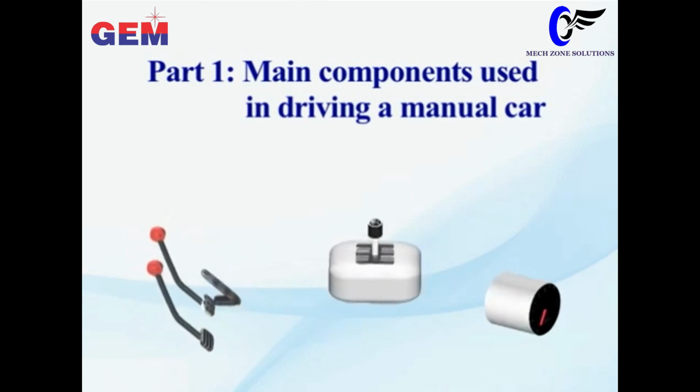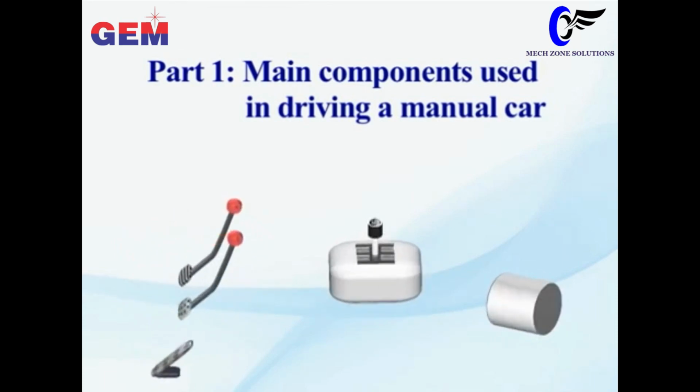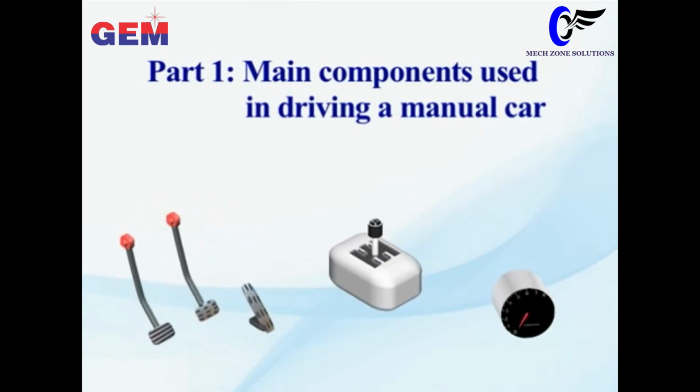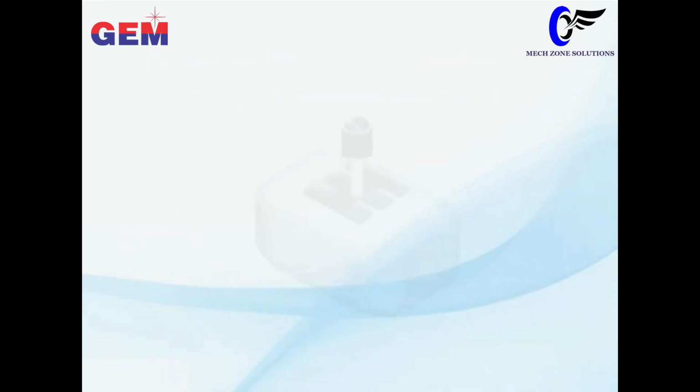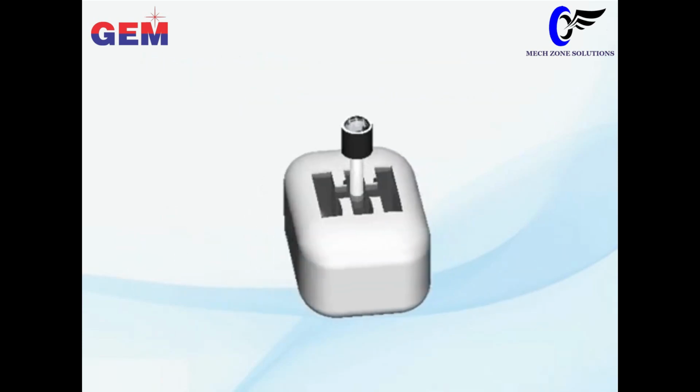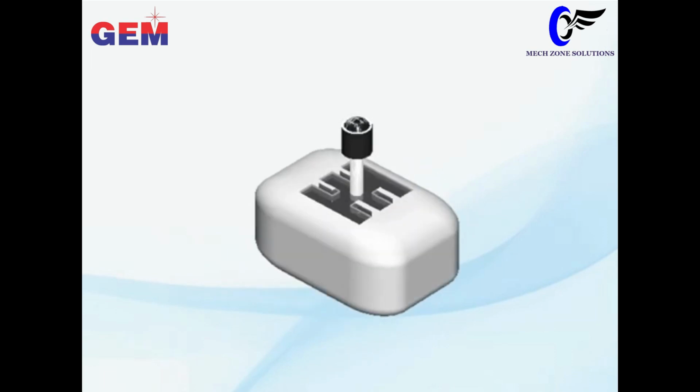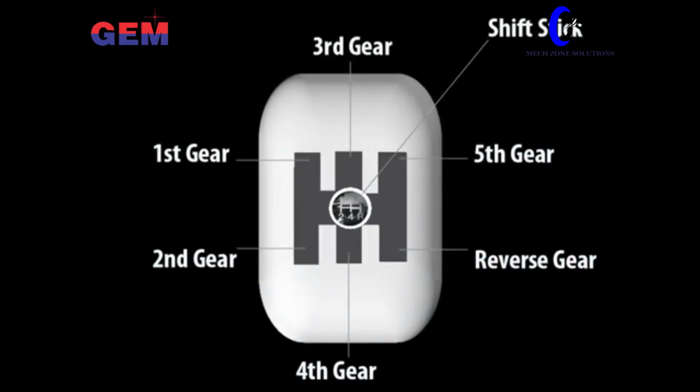In this part, you will learn the main components used in driving a manual car, such as transmission, clutch pedal, brake pedal, gas pedal, handbrake, and tachometer. This is the transmission, one of the most important components used in the shifting process. In this video, the transmission we use has 5 forward gears and 1 reverse gear.